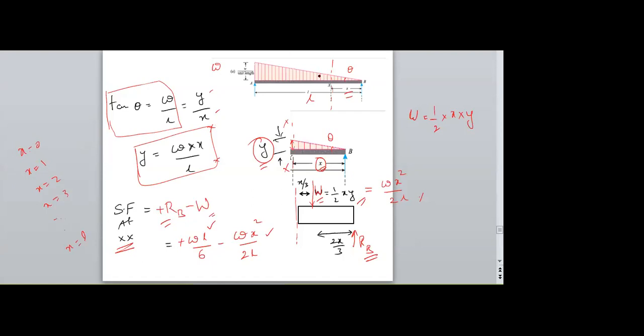X is equal to 0 means at B. X is equal to L means at A. The section will be moving in this direction, and I will get the shear force values.